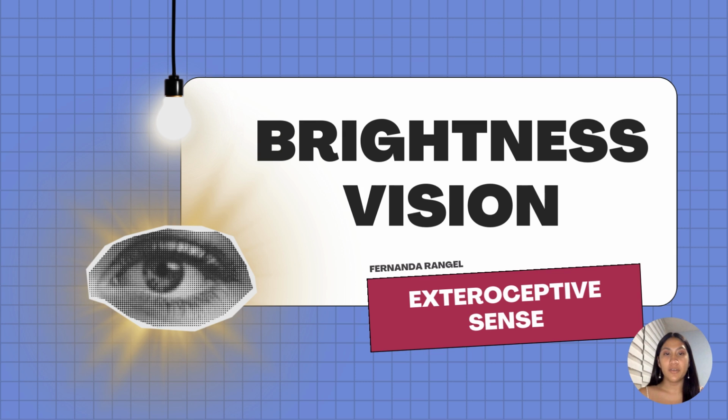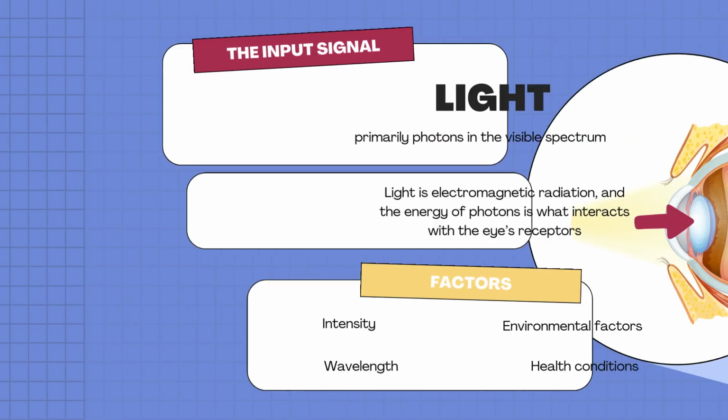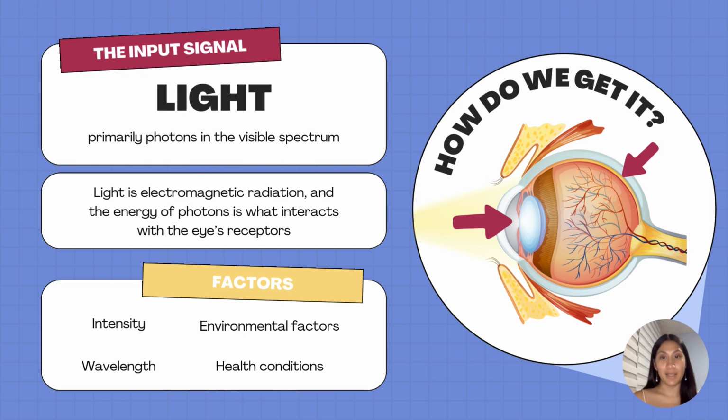Brightness vision is our ability to perceive and distinguish different levels of light intensity, enabling us to see objects as brighter or dimmer based on the light they reflect or emit. The input signal for brightness vision is light, primarily photons in the visible spectrum. Light is electromagnetic radiation, and the energy of photons is what interacts with the eye's receptors. It enters through the pupil and is focused by the lens onto the retina. The factors that could change it are intensity, wavelength, environmental factors, and health conditions.